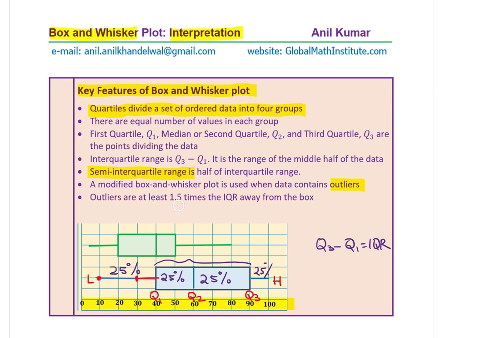Outliers are at least 1.5 times the IQR away from the box. So when I say outliers, that means on the lower side, if a value is less than Q1 minus 1.5 times IQR, or if it is greater than Q3 plus 1.5 times IQR. That is how we define the outliers. Keeping all these things in mind, now let us discuss a few examples.